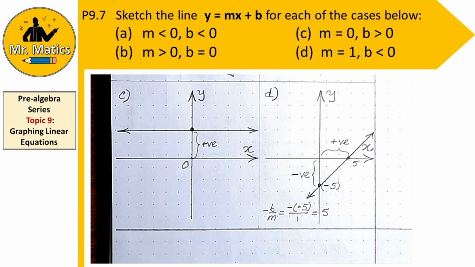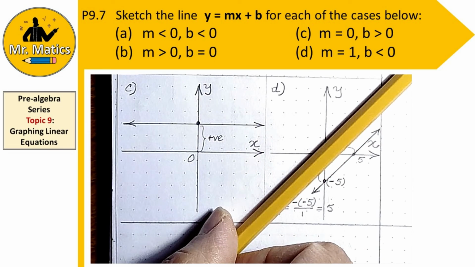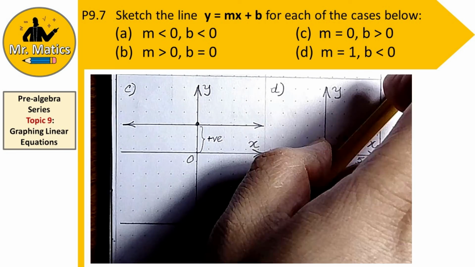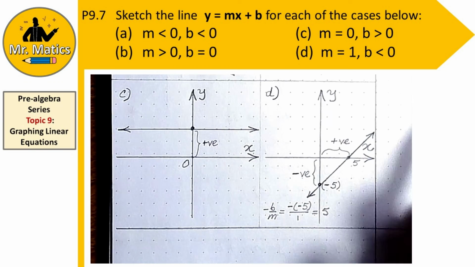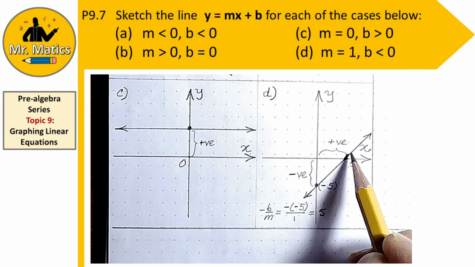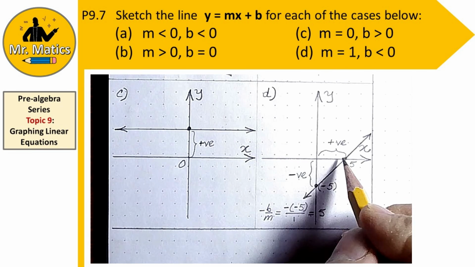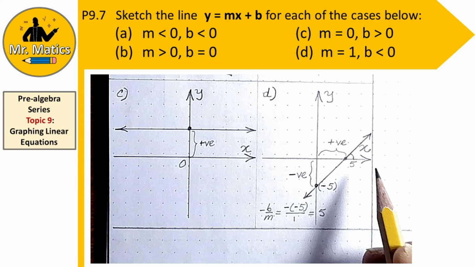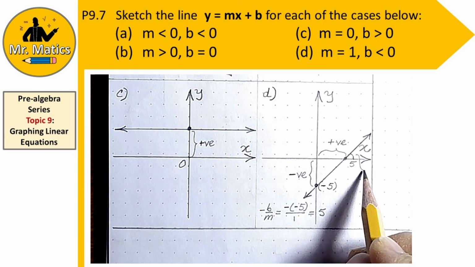So m equals 1 is basically a line which is exactly parallel to the middle of x and y. When you will do trigonometry, this angle will be 45-degree angle. I'll just write it down. You don't have to know now, but later on you will know that this is actually 45-degree angle.